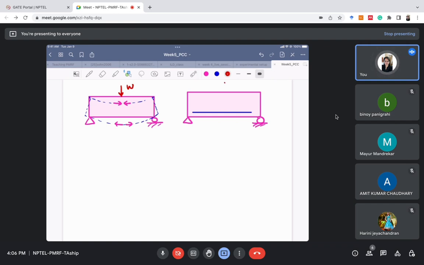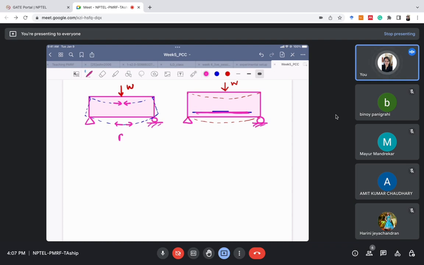Now what will happen if I apply load W here? This will again deflect in this manner. But now since the bottom part contains reinforcement, this bottom reinforcement will take some of the tensile stresses, because of which this beam will not fail suddenly. This is the purpose of providing this reinforcement. Up till now you know these things, right? Why do we provide the reinforcement? Because this reinforcement will take up the tensile stresses. Now why do we design the pre-stressed concrete?